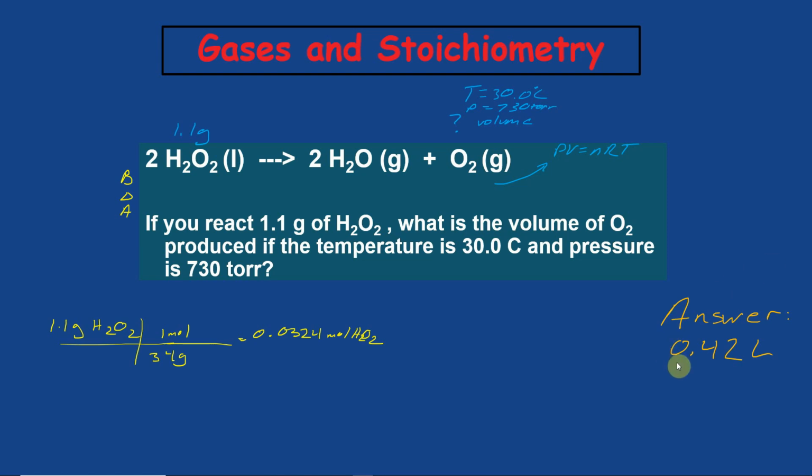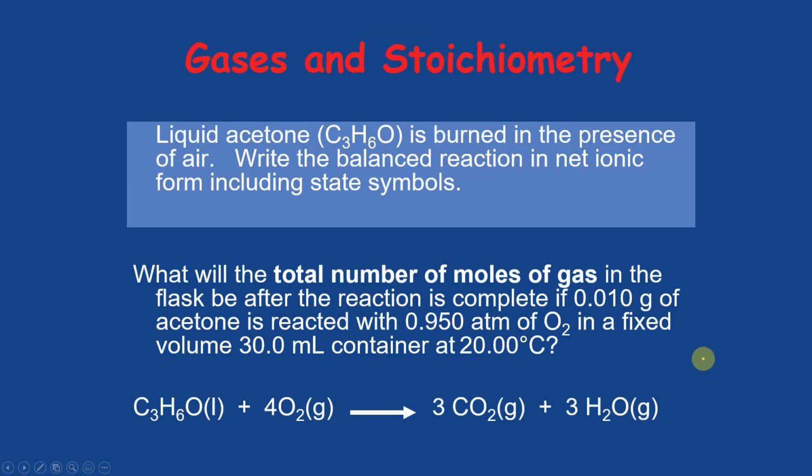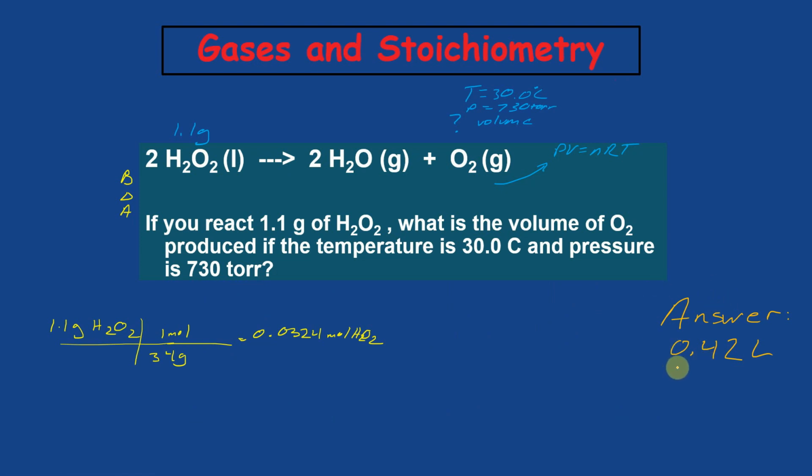The answer I got was 0.42 liters. If you got that answer and you feel like you know what you're doing, you can skip forward a little bit in the video until the next question. If you didn't get that answer, let's look at what you do here. I converted grams of hydrogen peroxide to moles. I'm ballparking a little bit here, but you can see in the before column I get 0.0324 moles of that stuff.